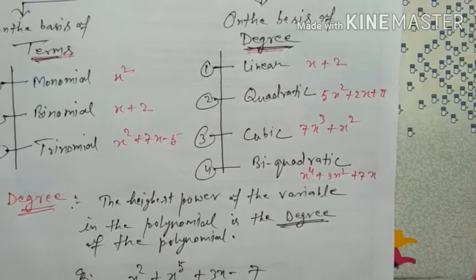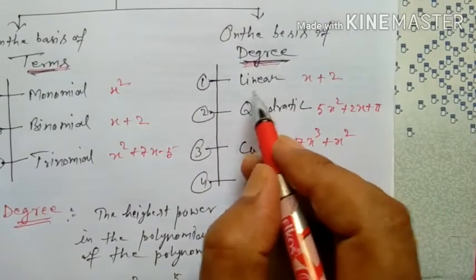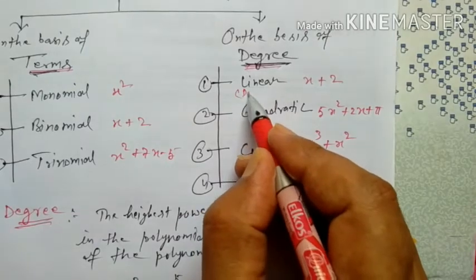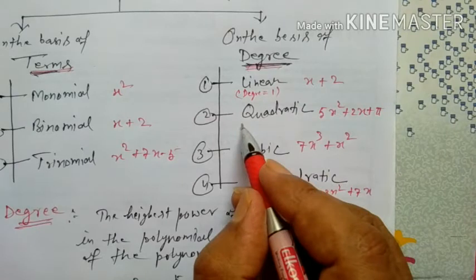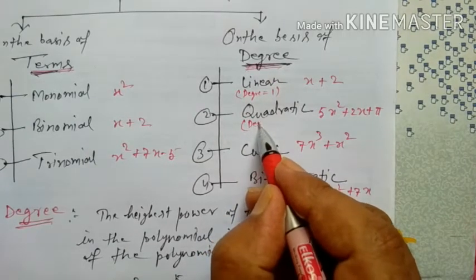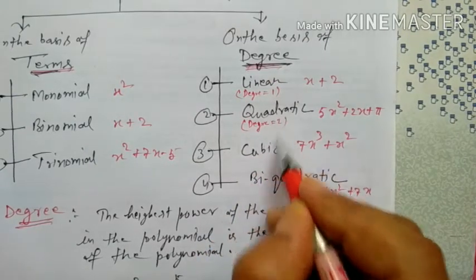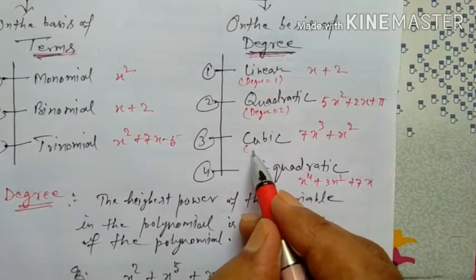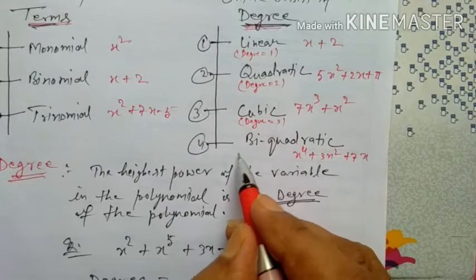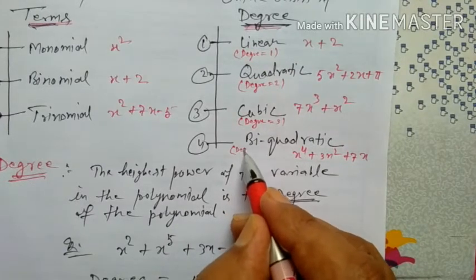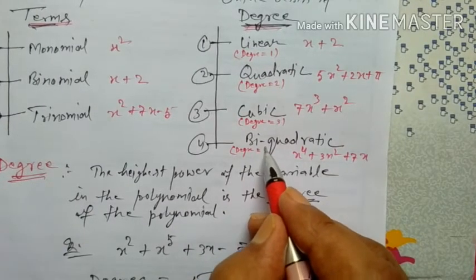In the case of linear, degree equal to 1. In the case of quadratic, degree equal to 2. In the case of cubic, degree equal to 3, and biquadratic, degree equal to 4.